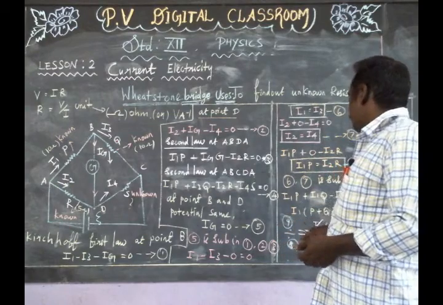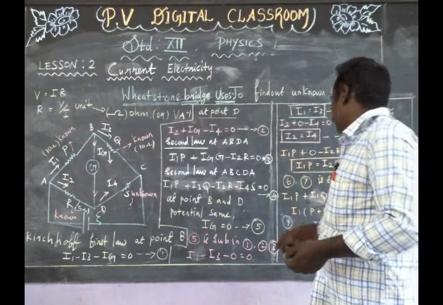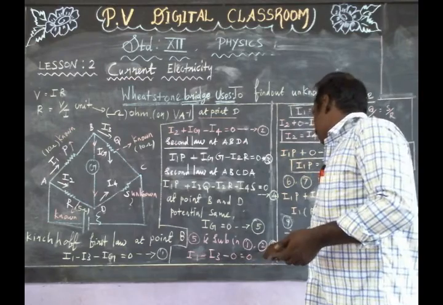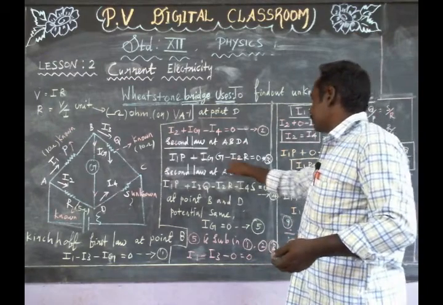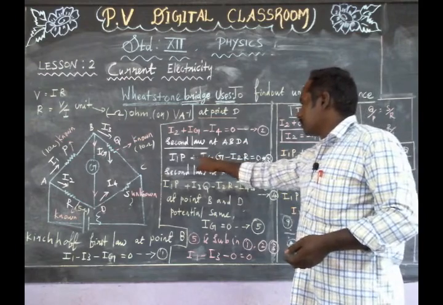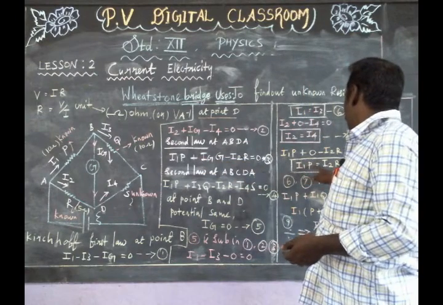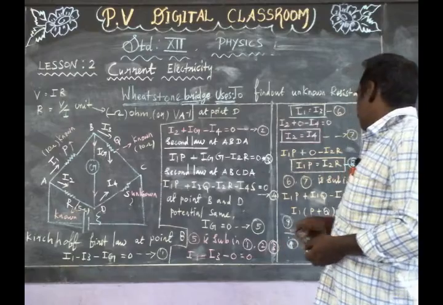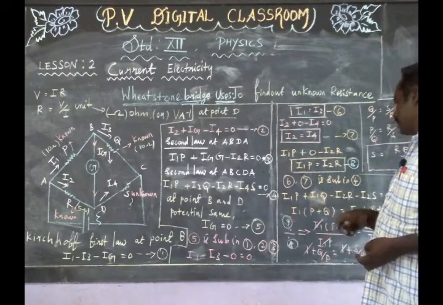This is equation 7. And the fifth equation is substituted in the 3rd equation. This is the 3rd equation, Ig value 0. So I1 P is equal to I2 R. This is equation 8.